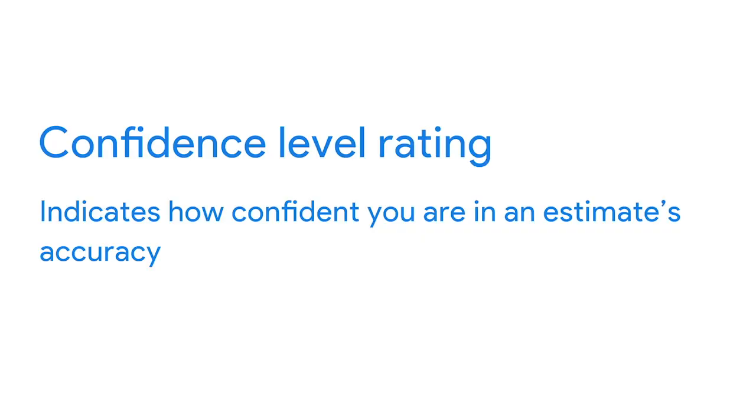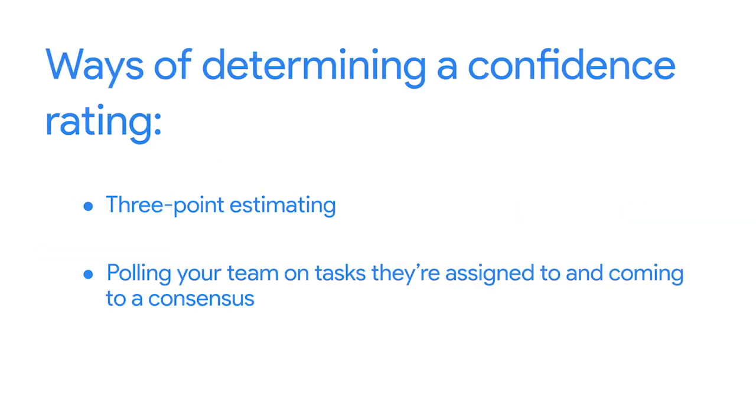Implementing a system that accounts for those unknowns and ensures an accurate picture of the project timeline means everyone will be better off over the long term. Okay, let's review what we've covered. A confidence level rating indicates how confident you are in an estimate's accuracy. You can determine confidence ratings in a few ways, including polling your team on the tasks they're assigned to, or by defining categories.